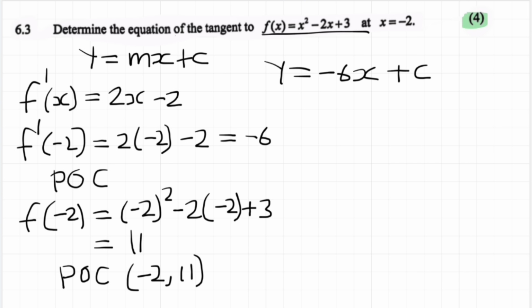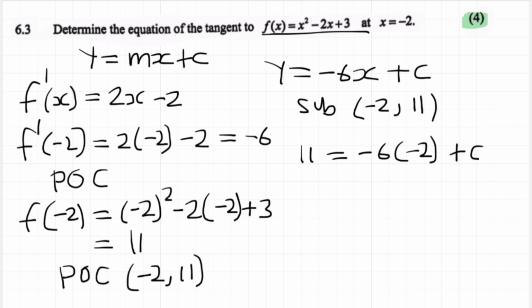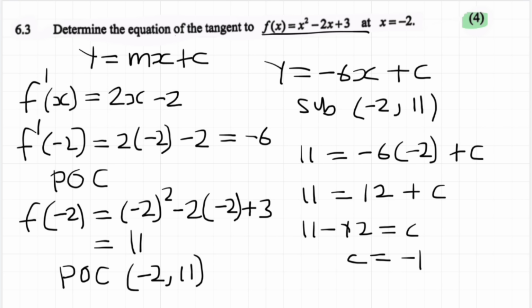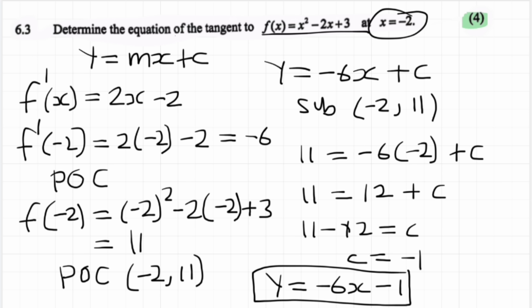So this point is what we're going to substitute here. So we're going to sub what? -2 and 11. So wherever there is y, you're going to put 11, and wherever there's x, you're going to put -2 plus c, just like that. And then this is going to give us positive 12 plus c, and then 11 minus 12 gives c. Our c here is going to be equal to -1, actually. So y is going to be equal to -6x minus 1. So this is the equation of the tangent at this point.